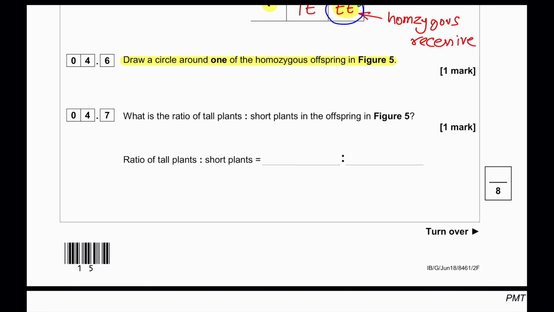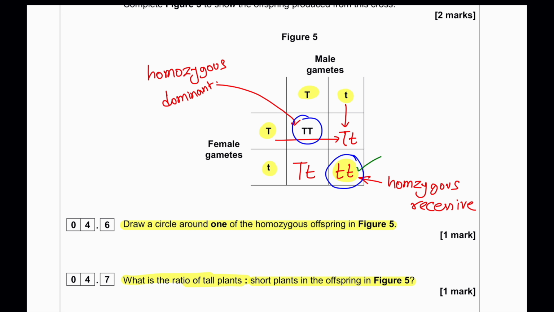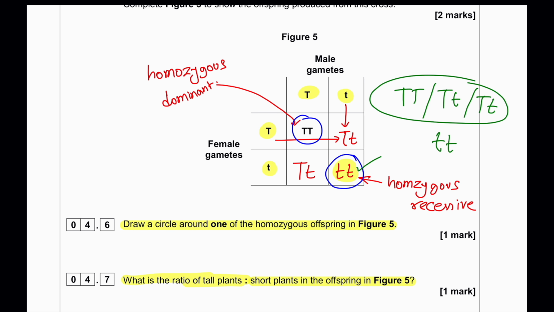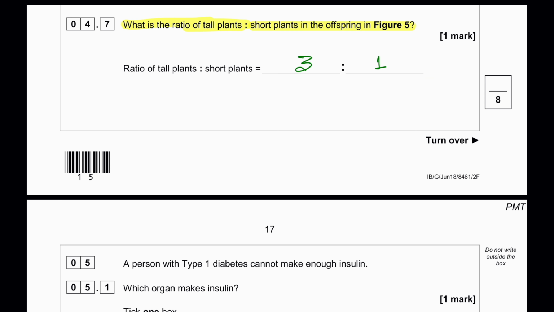The question says, what is the ratio of tall plants to short plants in the offspring in figure 5? If we look into this particular figure, there are 3 instances where there is capital T, as capital T, small t occurred twice, and there is only one instance where there is small t and small t. So we will give the ratio 3 to 1.